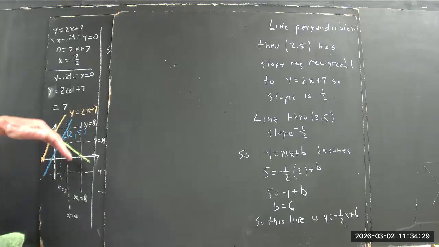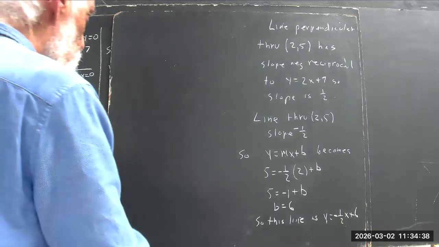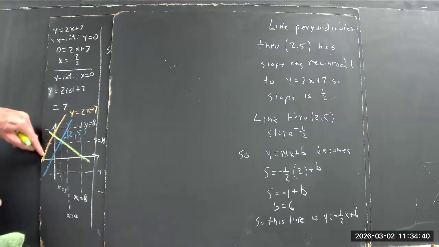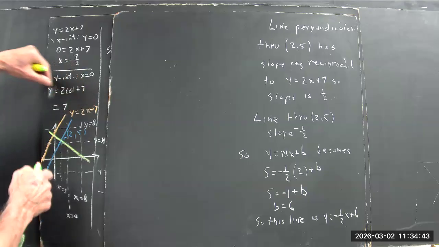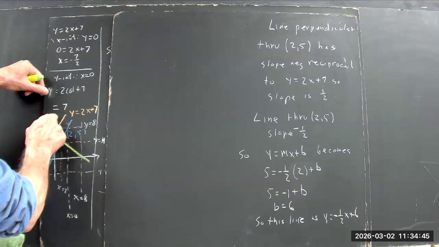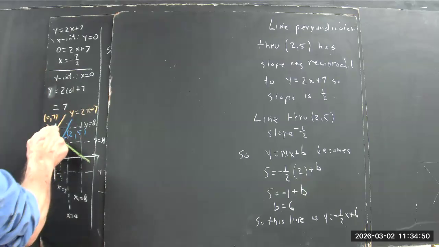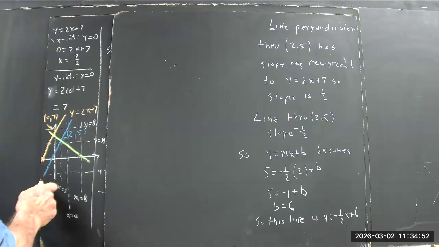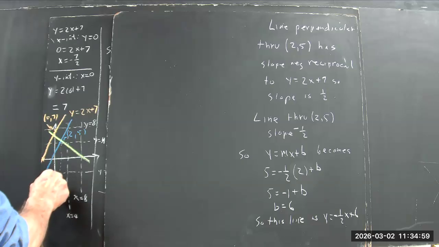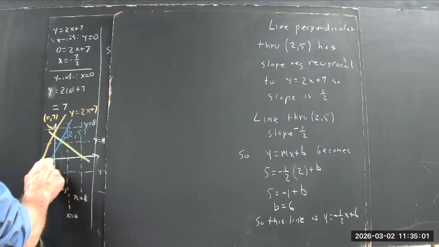Now, it's got a little bit too much negative slope, the way I sketched it, but still, it's plausible. If you have labeled the intercepts of the original graph, you recall that those were at (0,7) and at (-7/2, 0).